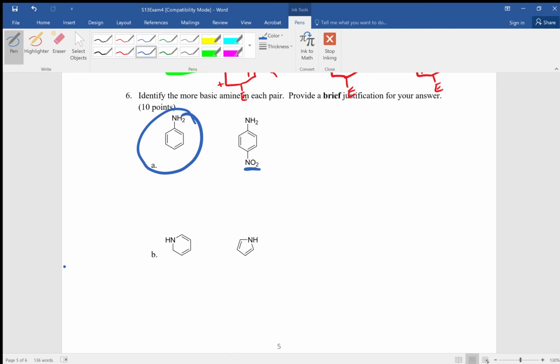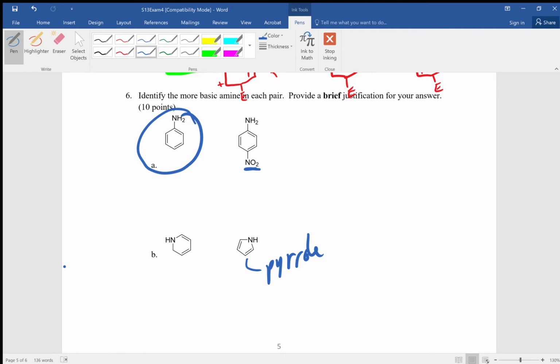In part B, these two amines look relatively similar, but there's a critical difference, and the difference is the compound on the right is actually pyrrole. And in fact, we talked about pyrrole in lecture, and we said with pyrrole that the hydrogen on the nitrogen is actually fairly acidic because of the aromaticity of the anion.